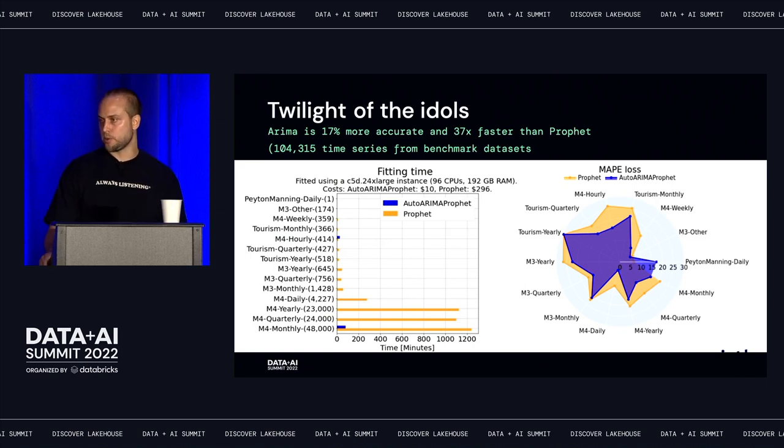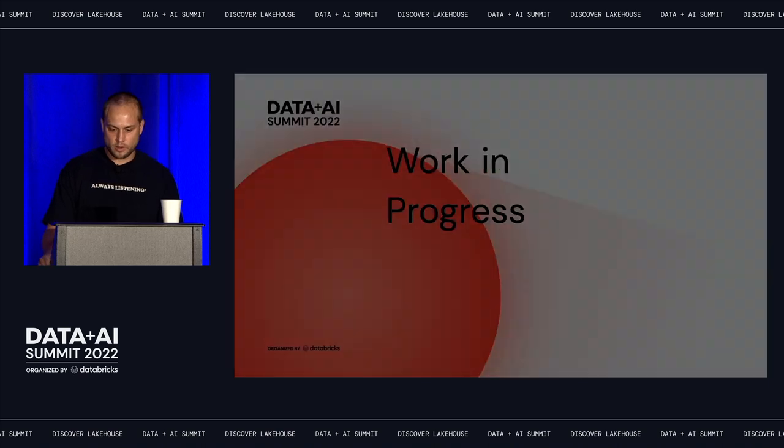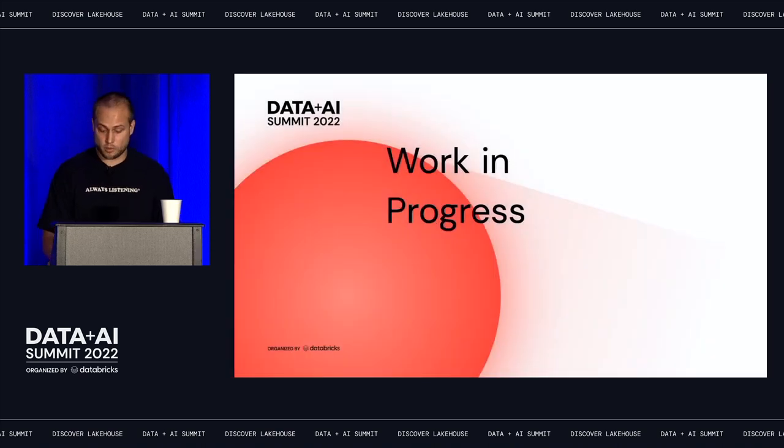So one important thing for us is don't always go for the most popular libraries. Sometimes simpler is better. Sometimes what we did in the 60s with AutoARIMAs is still better than many fancy things out there, including obviously deep learning models.